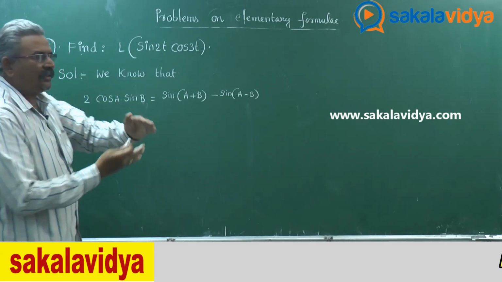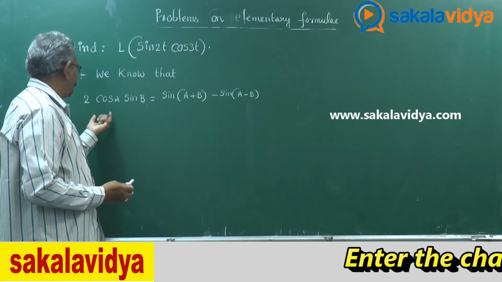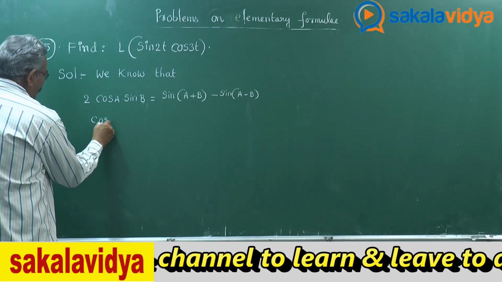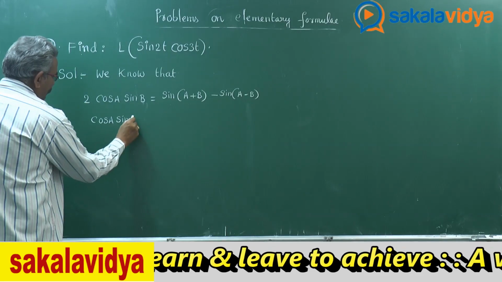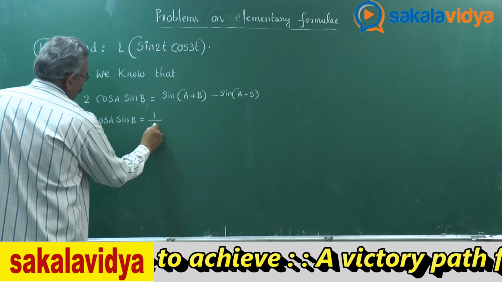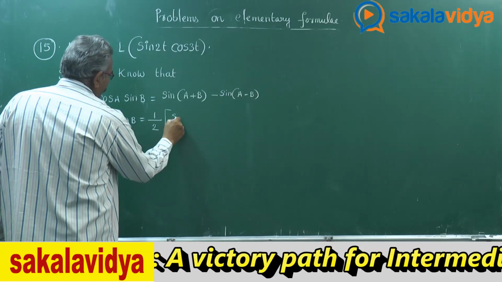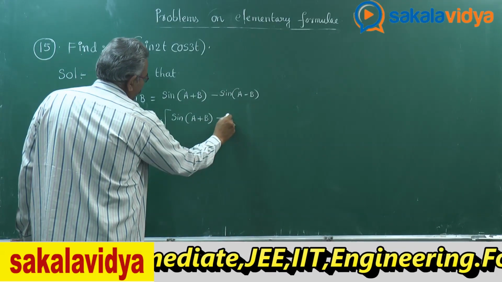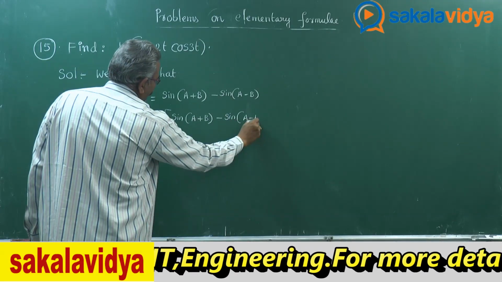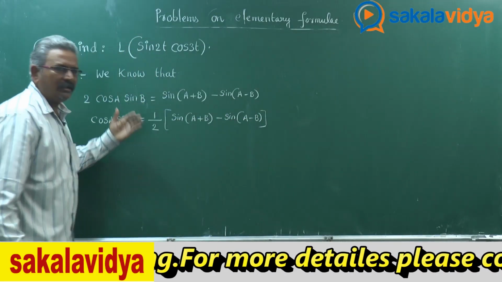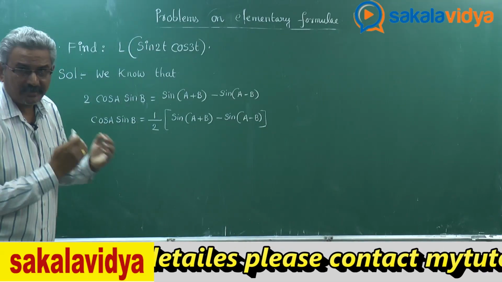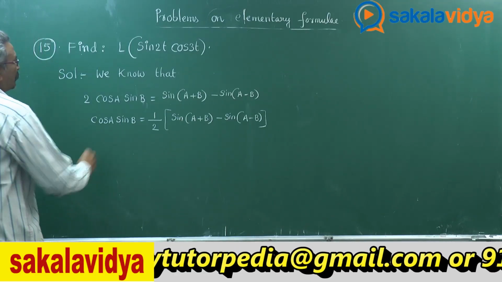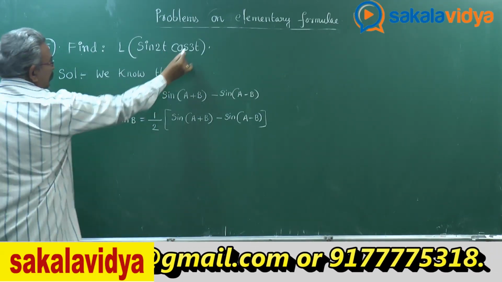If you subtract sin of A minus B from sin of A plus B, you get 2 cos A sin B itself. Now cos A sin B can be written as 1 by 2 times sin of A plus B minus sin of A minus B. If you recall this formula, this problem becomes very simple. It's not a complex problem. It's very easy. So now A is 3t, B is 2t.